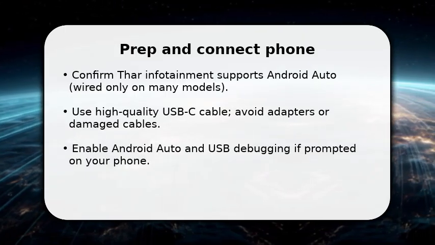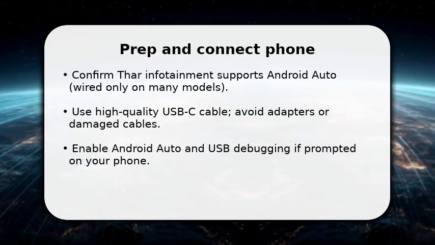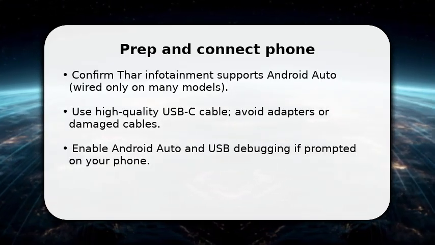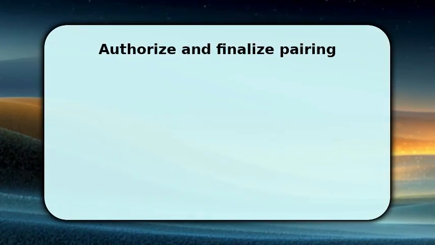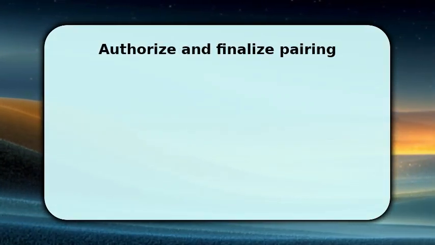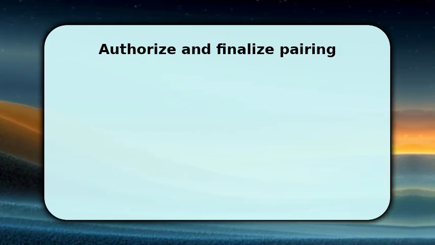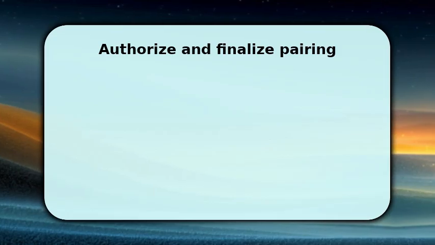Once done, unlock the phone and leave the screen active briefly while the car recognizes it, so the initial handshake can complete without timeouts. Next, you authorize and finish the connection. When the Thar asks, tap Accept on phone prompts for permissions like contacts, messages, and location. These let Android Auto operate.